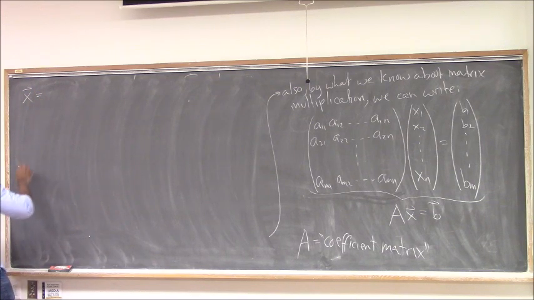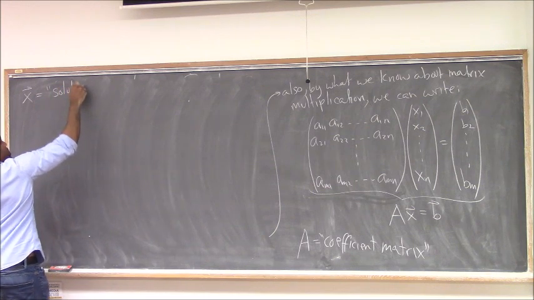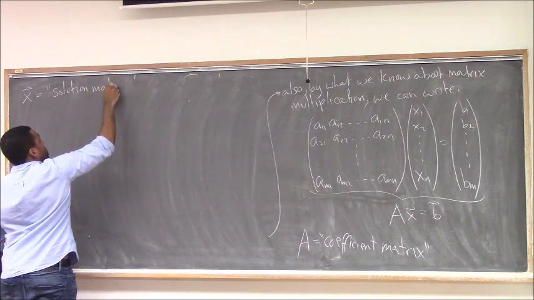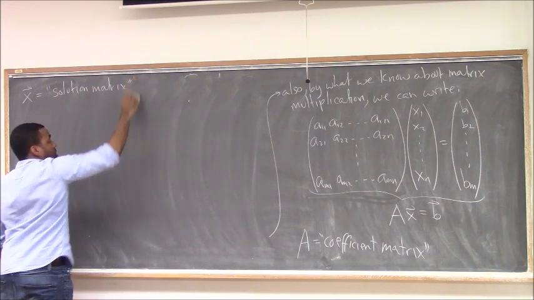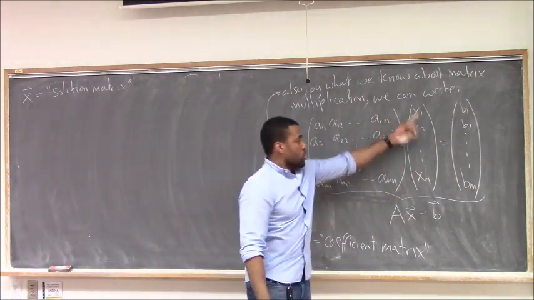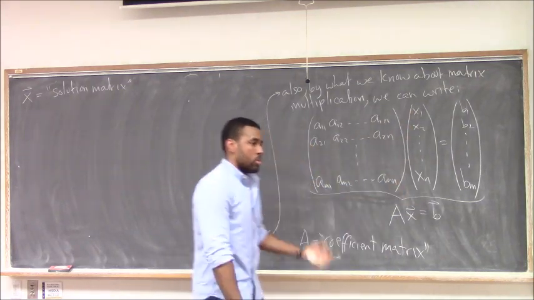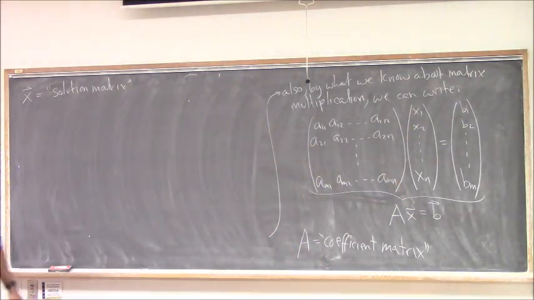The matrix X is called the solution matrix. That's just the matrix of your variables. If you want to solve the system, your goal would be to find what this vector is. What are the values of all the variables? That would be the solution to this system of equations. So it's called the solution matrix.